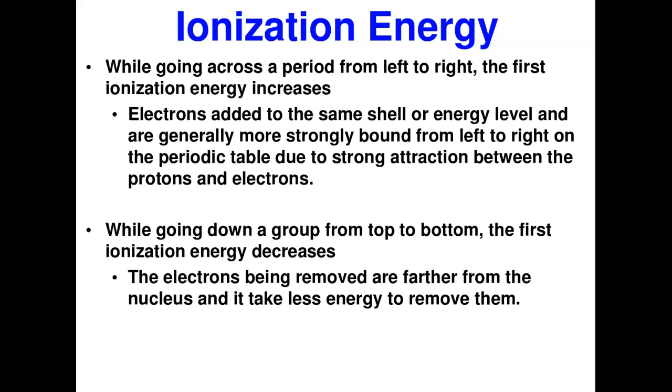So look at it. It says, while going across the period from left to right, the first ionization energy increases. So why does it increase? Electrons are added to the same shell, or energy level, and are generally strongly bound from left to right on the periodic table. Why? Due to the attraction between the protons and the electrons. This attraction gets stronger if you have them on the same shell and you add more electrons, because you're increasing the number of protons, so the charge is going to be more.